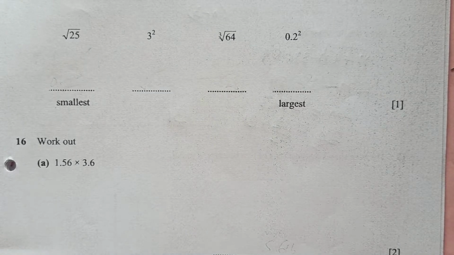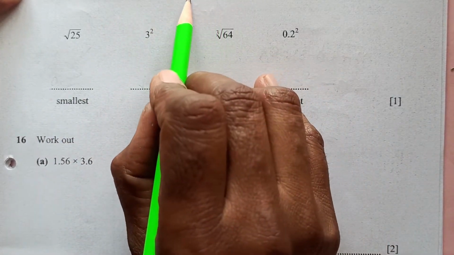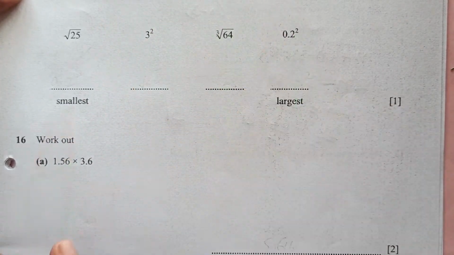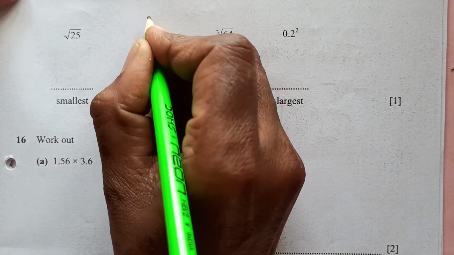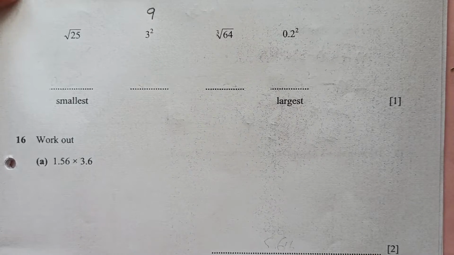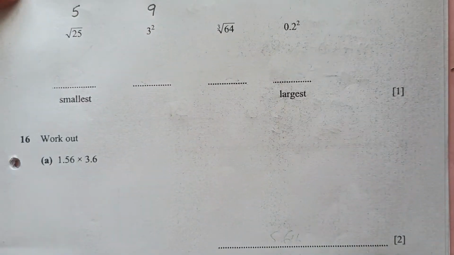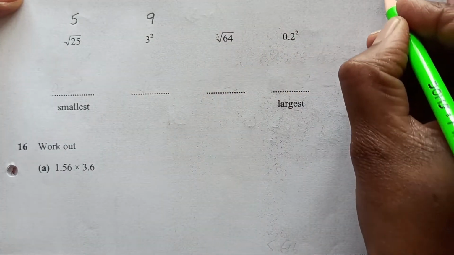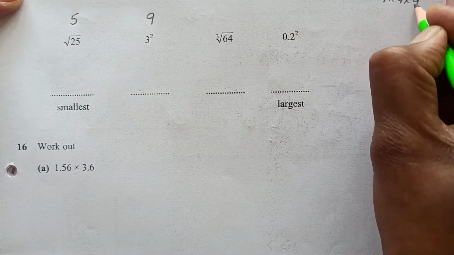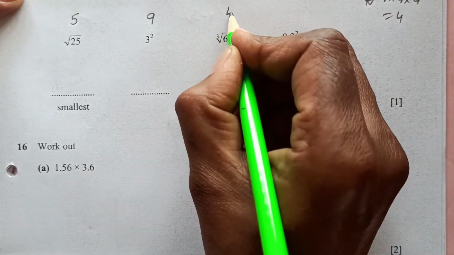Here we have this question. Write down these numbers in order of size starting with the smallest. So we need to know first of all the answers of this. 3 squared is 9, 3 times 3 is 9. Square root of 25 is 5, because 5 squared is 25, right? Then we have cube root of 64. 4 times 4 is 16, so cube root of this will be 4, right? So this answer is 4.